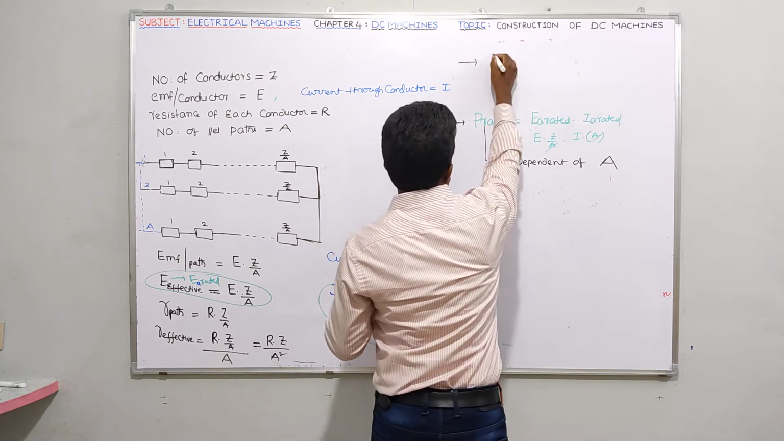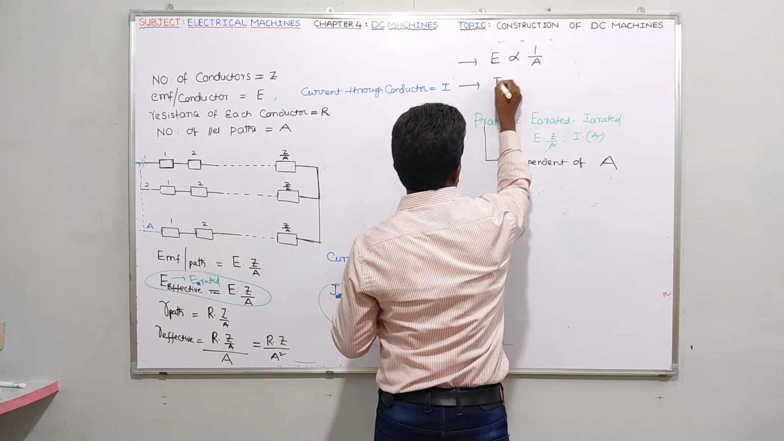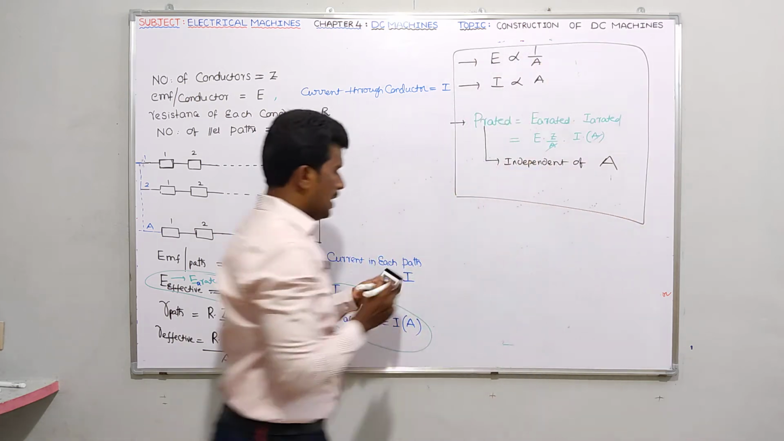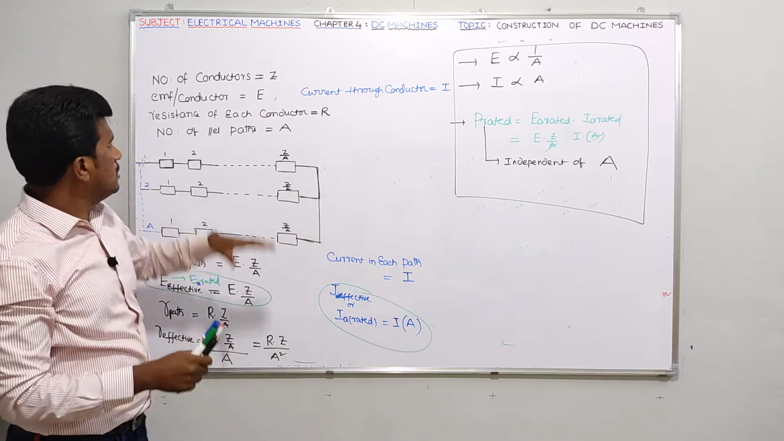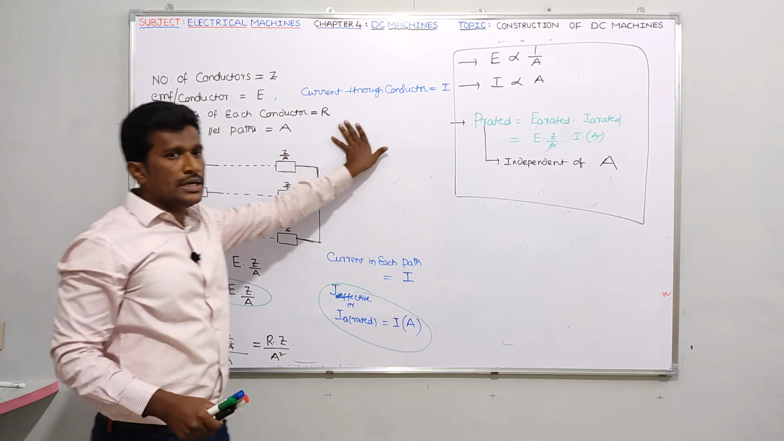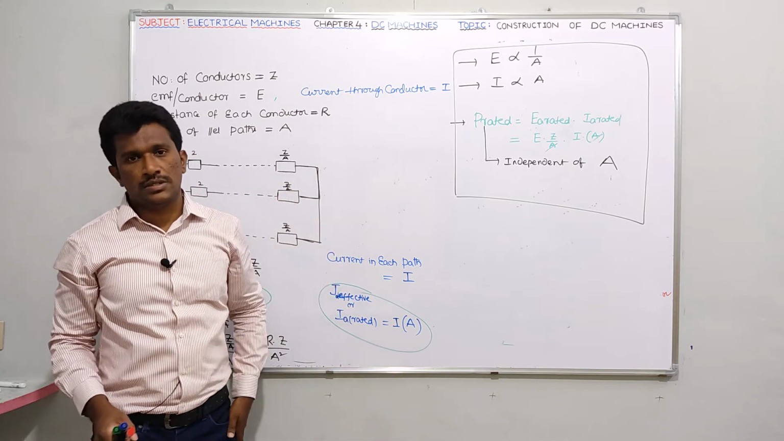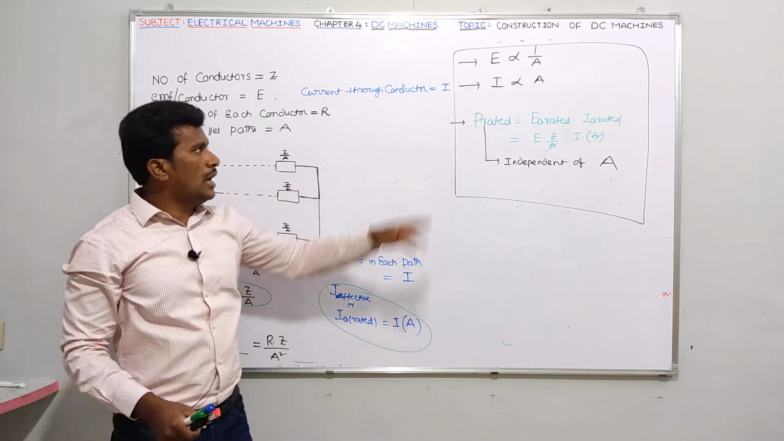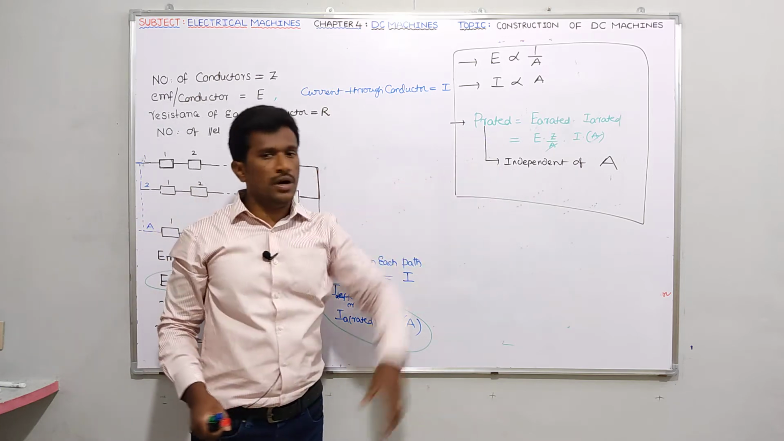So what about the voltage? E is proportional to 1 by A, current is proportional to A, whereas power is independent of A. These things you have to understand. There is no need to remember all those things. Ultimately I need the relation between EMF and parallel paths, and current and parallel paths. So the ratio you are getting is E proportional to 1 by A, I proportional to A, and the rated power P independent of A.